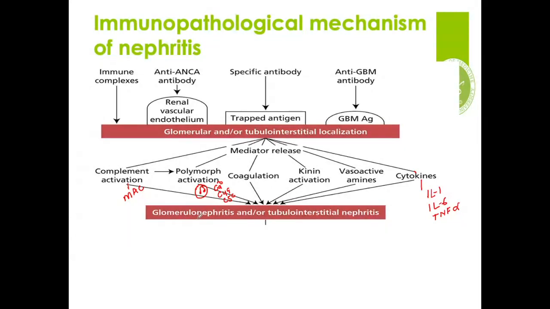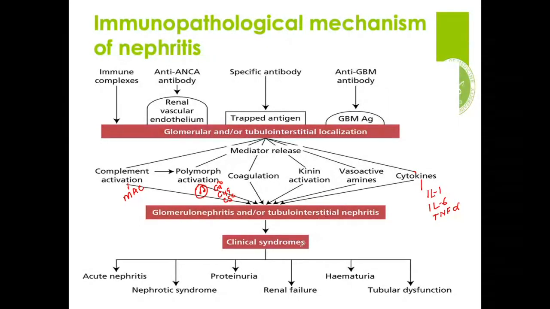So what will happen? It will result in glomerulonephritis or tubulointerstitial nephritis, which further leads to the clinical syndromes of acute nephritis, nephrotic syndrome, proteinuria, renal failure, hematuria, or tubular dysfunction.